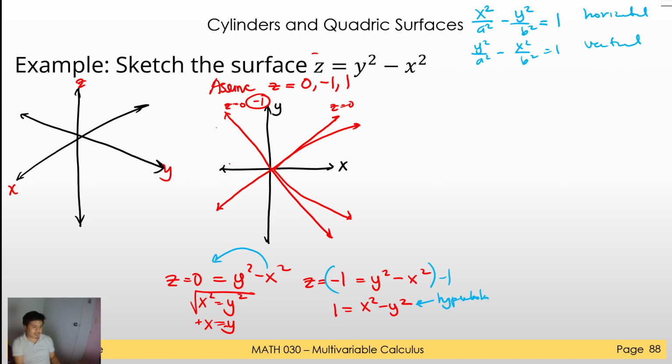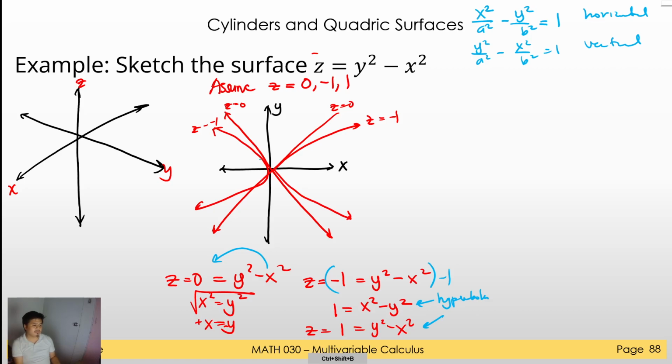So when z is equal to negative 1, it is like two parabolas, no? It is not the best drawing I can do. And when z is positive 1, this will be y squared minus x squared. This is still a hyperbola, and this will be a vertical one. So this will be a vertical hyperbola. Therefore, this will be the graph. It looks like this.